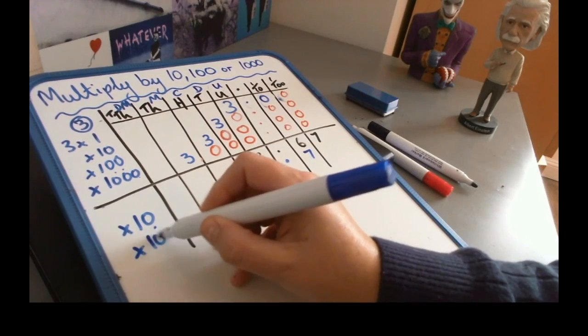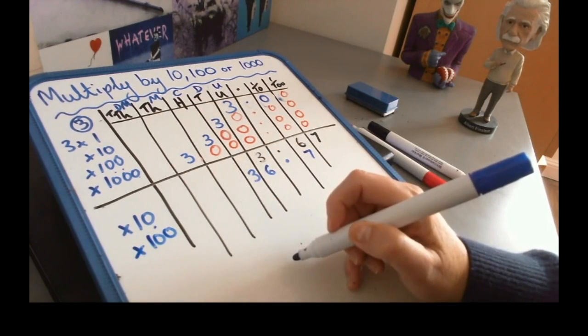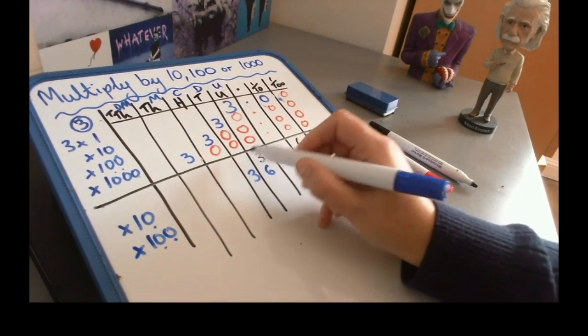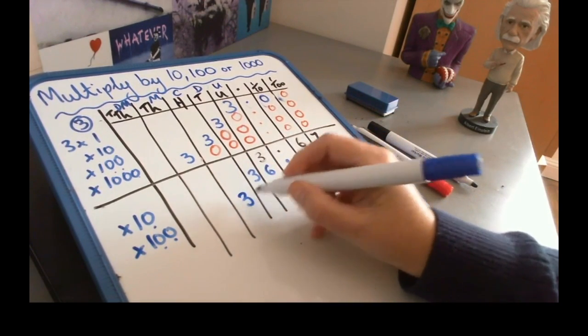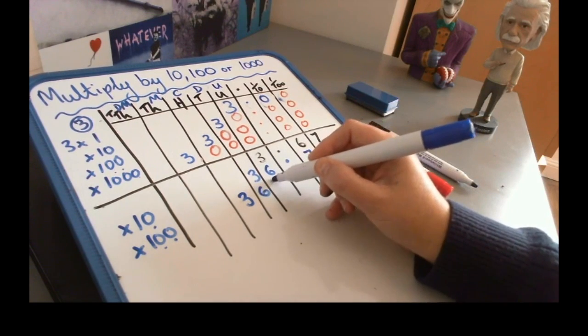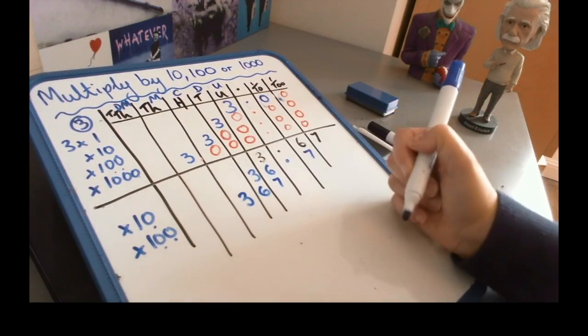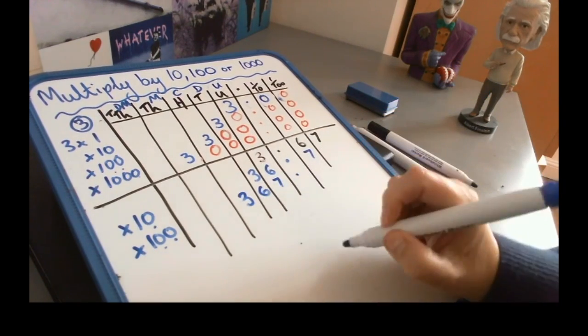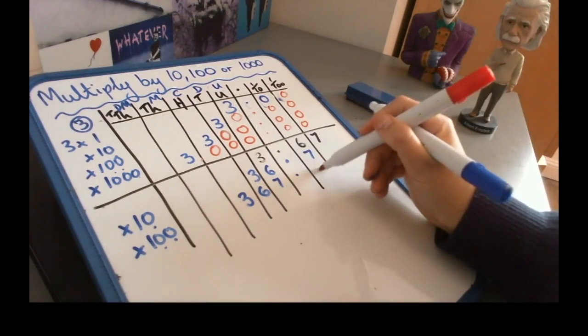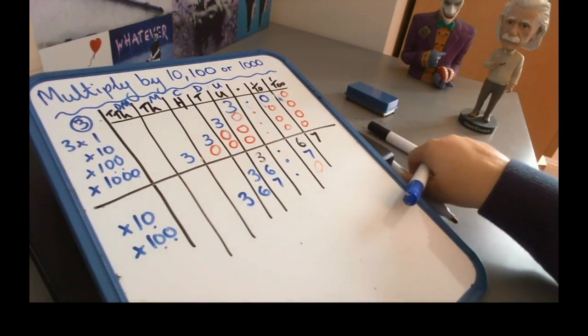Okay, multiplied by 100, so 3 moves twice, once, twice, 3 there, and yes, the 6 and the 7 follow suit, move together. I can put the decimal place in if I want. I can put a 0 in if I like, but there's no need.